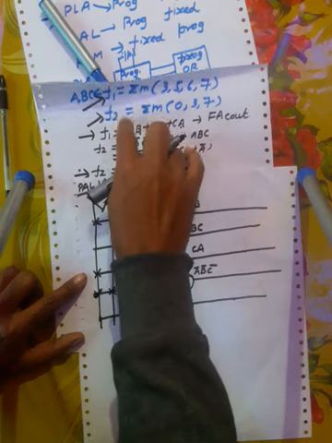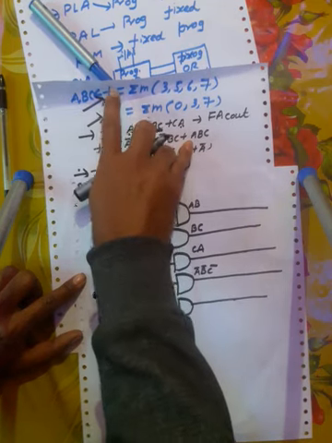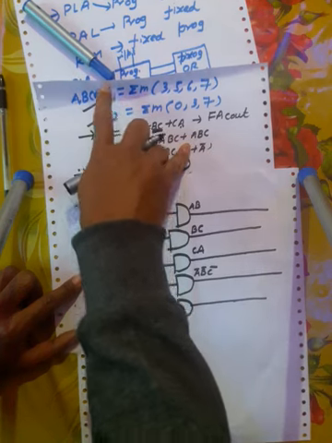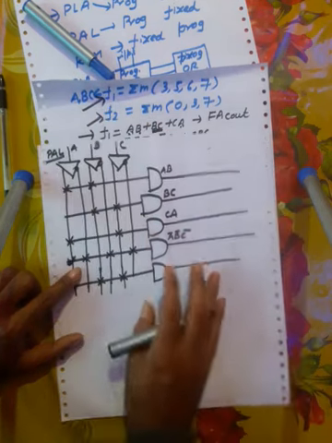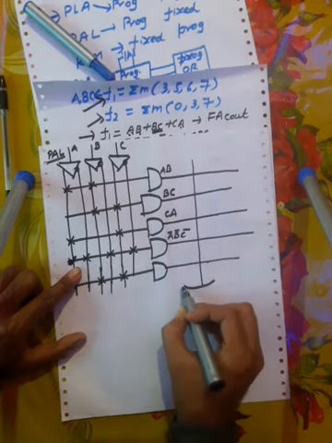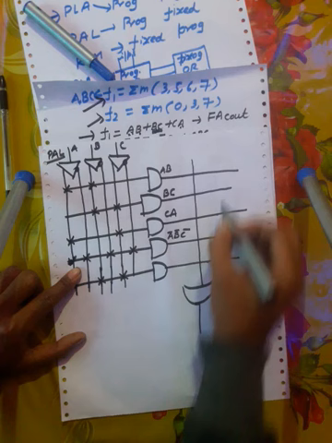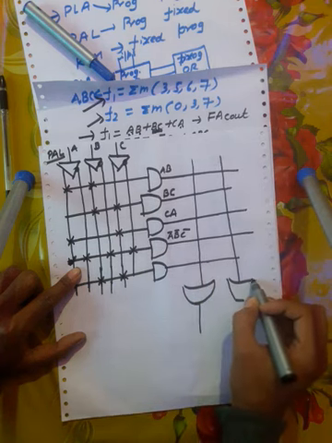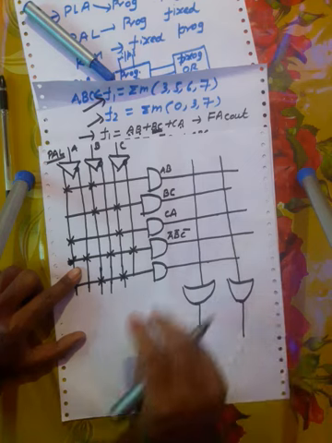Again, how many OR gates are required? 2. Why? Because 2 functions are there, F1 and F2. Suppose there are 3 functions F1, F2, F3, then we require 3 OR gates. This is 1, and this is another one. This is very simple. You just need to remember these things.